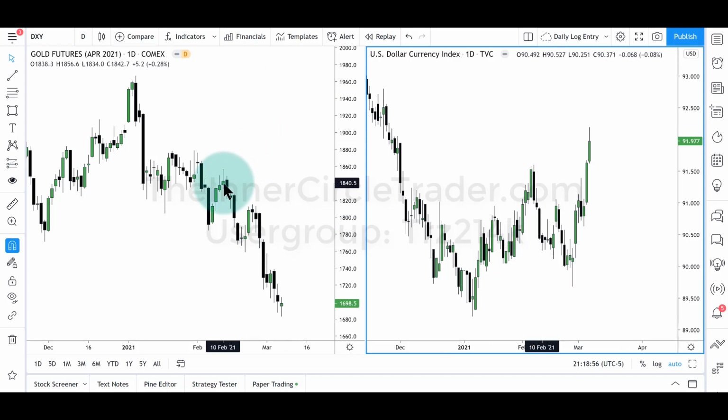Here on February 10th is a sell-off for gold. That means February 9th, 10th, or 11th and thereabouts should be a buy in the dollar. Here's February 10th, 11th, 12th, and we have that little rally here.